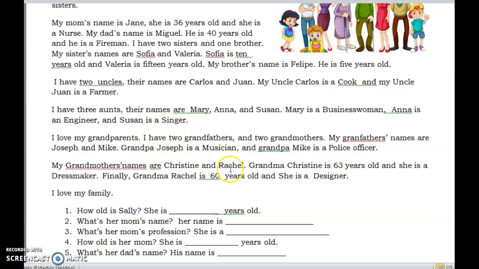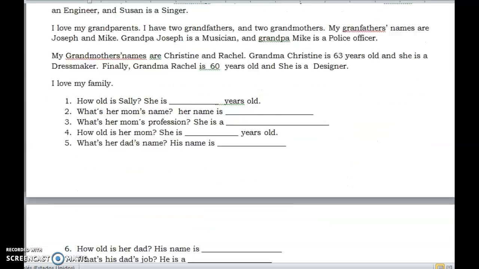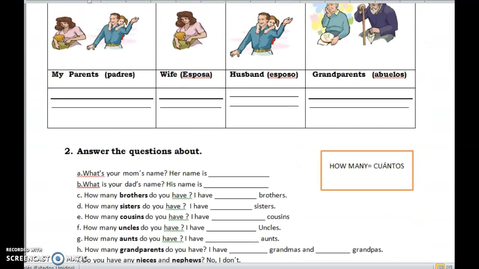Grandpa Joseph is a musician. El abuelo Joseph es un músico. Grandpa Mike is a police officer. El abuelo Mike es un police officer, policía, sorry. Grandma Christine is a dressmaker. La abuela Christine es una confeccionista o que hace ropa. Grandma Rachel is a designer. La abuela Rachel es diseñadora, designer. Es vocabulario que ya vimos de las profesiones en la anterior actividad.